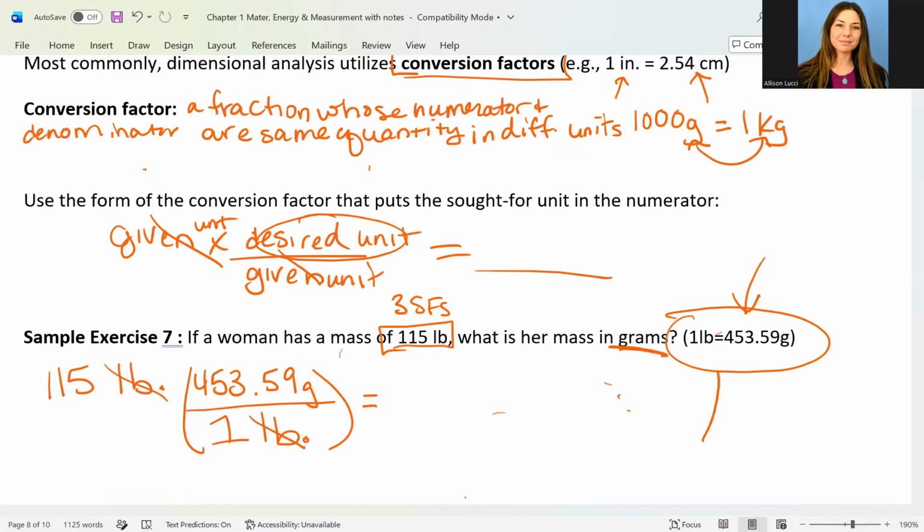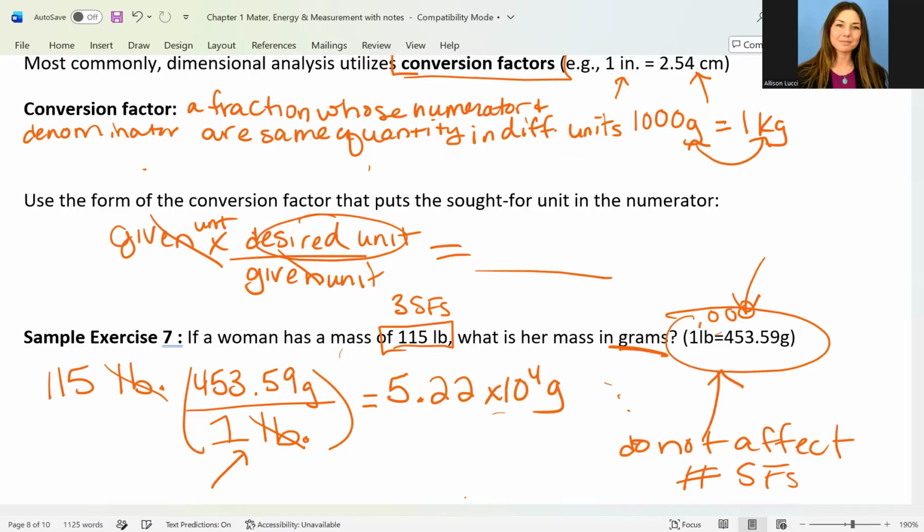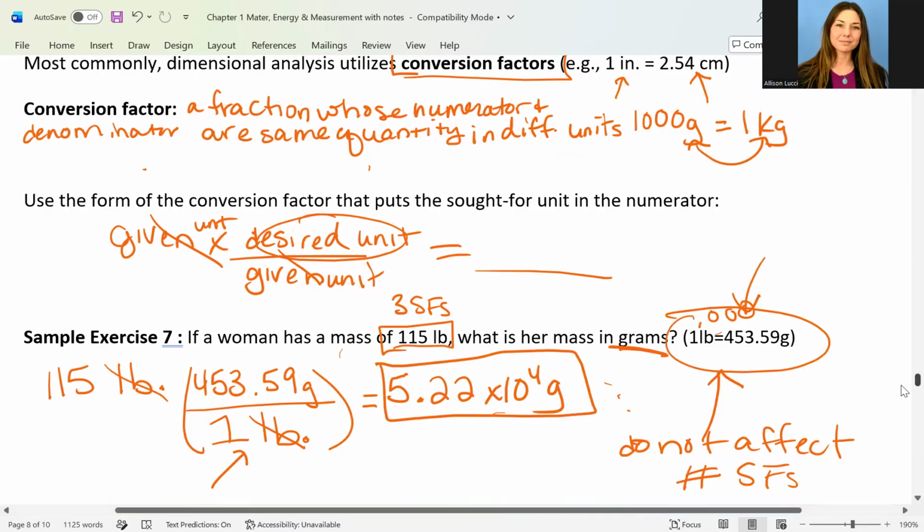I want to note that conversion factors do not affect the number of sig figs, since we know that this is really 1.00 pounds, right? They have an infinite amount of significance. So this one down here does not mean that I only have one significant figure. I can end up with 3. So at the end, after I calculate this, I would round to 5.22 times 10 to the 4th grams. And that shows us how to use a conversion factor, how to report it in the correct amount of significant figures, and how to round our answer.